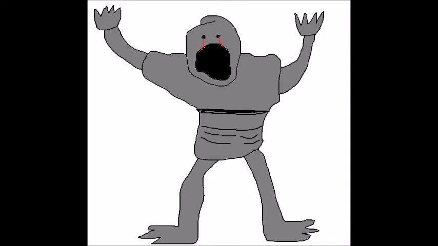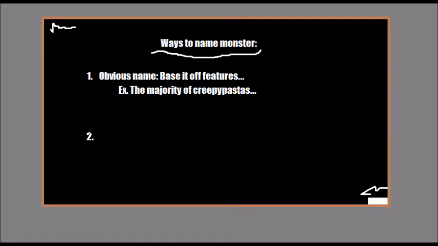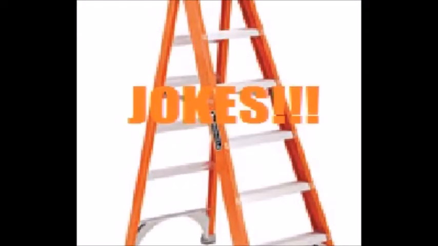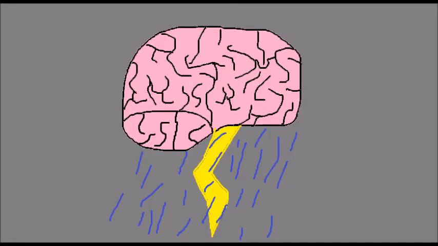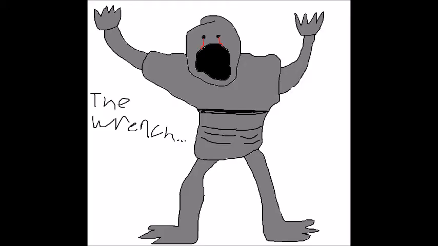Now that you have your monster, you need to give it a name, because the story is always named after the monster, which means that the name is mandatory. Anyway, there are 2 different ways you could name your monster. We could either 1. Give the monster an obvious name. This can be done by just using the most noteworthy features as the name. Or 2. Give the monster a name that just sounds spooky. Let's give our monster the latter. No, not that latter. After a while of creative brainstorming, I have decided that the spookiest name for our monster should be the wrench.